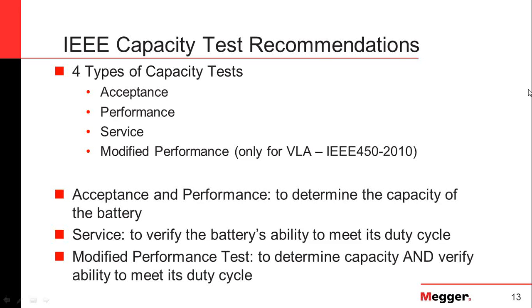Now, the general purpose, and we'll get into these in more detail, but the general purpose is the acceptance and performance are to determine the capacity of the battery. The service test is to verify the battery's ability to meet its duty cycle. In other words, what the engineer designed it to, the load that it was designed to carry for the specified amounts of times. Now, the modified performance test is to determine capacity, and it's also to verify the ability to meet the critical part of its duty cycle. And we'll get into that more in a few slides.